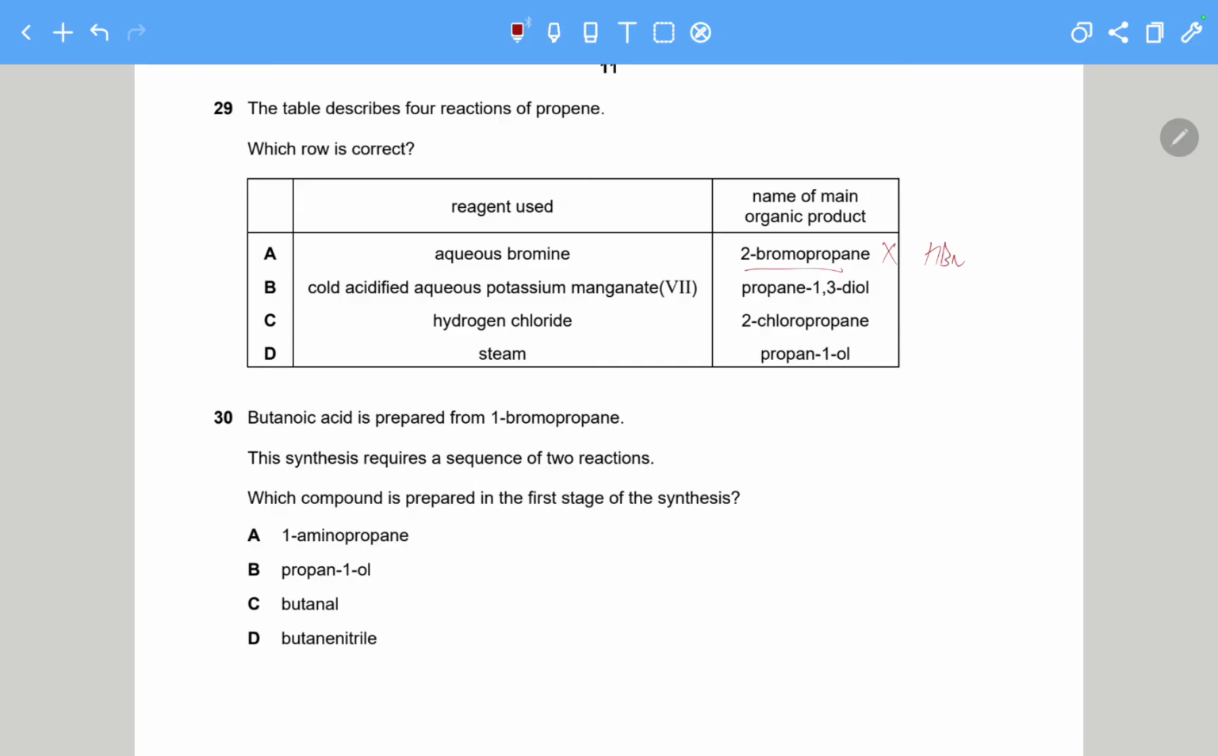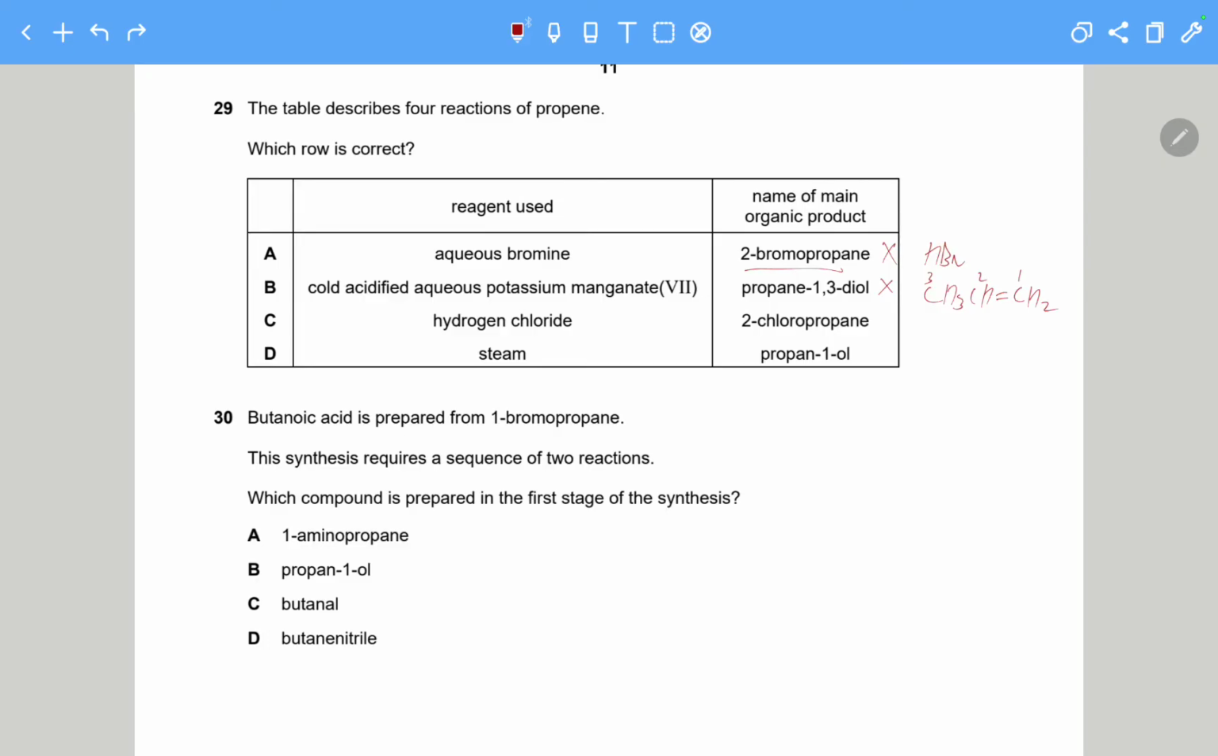Cold acidified aqueous potassium manganate. Remember, cold acidified aqueous potassium manganate gives diols when it reacts with alkenes. So the answer should be a diol. Propane-1,3-diol. Now this seems to be correct, but it is wrong because if you look at the structure of propene, CH3, CH, CH2, then you realize that if you number the carbon atoms 1, 2 and 3, the diol will form on 1 and 2, not on 1 and 3. So this answer is also wrong.